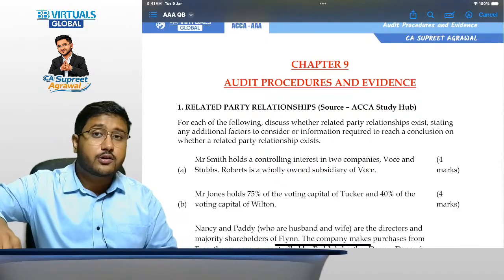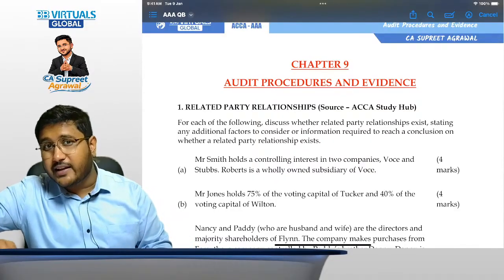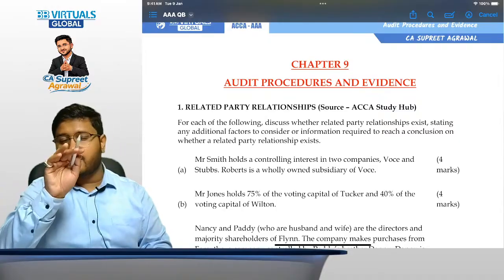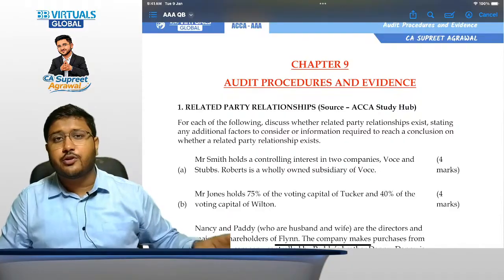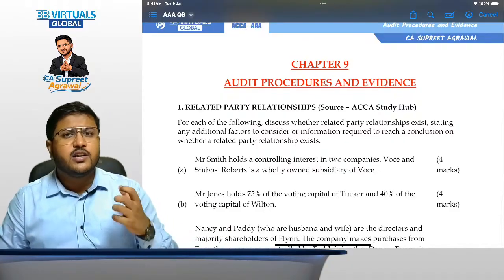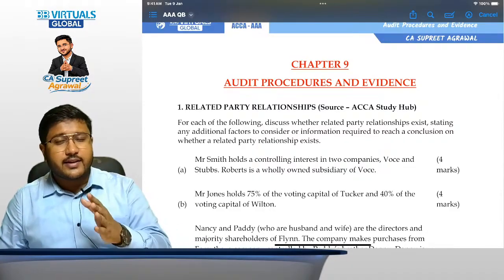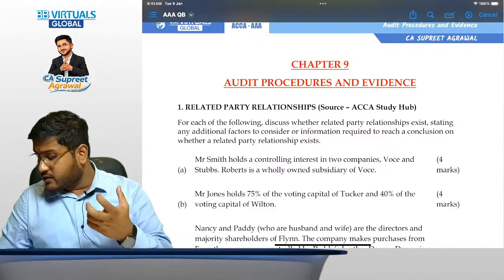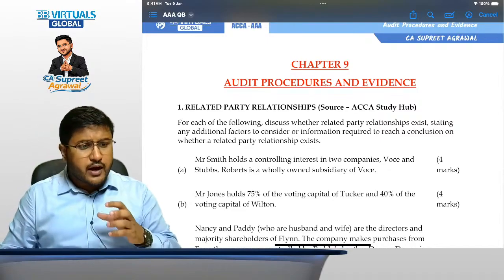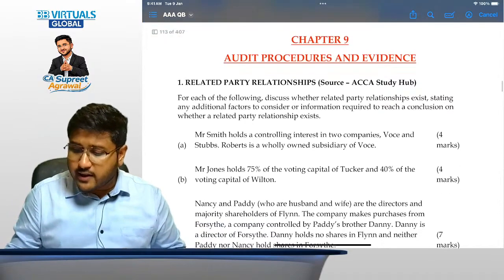My dear friends, when we talk about AAA chapter number 9, this chapter becomes very important for your self practice as well. And today we are going to solve 2 to 3 questions to ensure that you understand how to particularly handle the questions of this particular chapter. Yesterday we conducted one session where we discussed how to answer the questions related to audit procedures. So today we are going to have a little more discussion about it, and then we are going to solve certain questions as well.